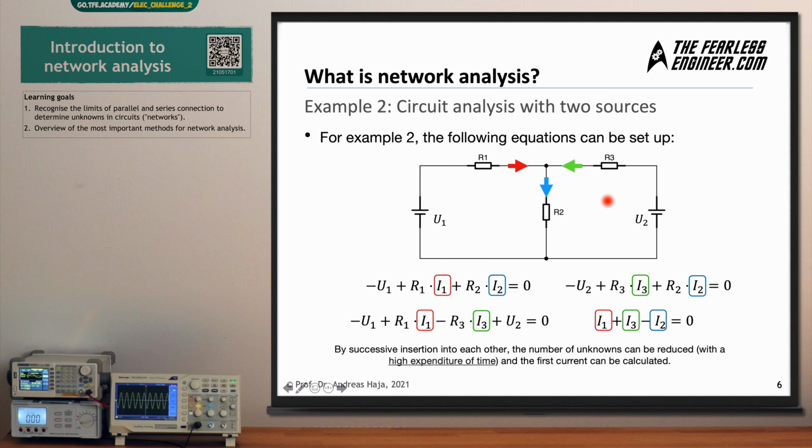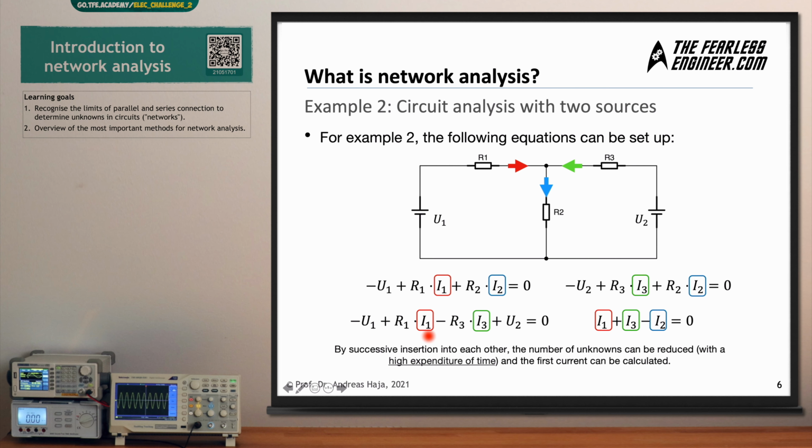We can also do this for the right loop, starting in counterclockwise direction, in the direction of the green current here. So minus U2 plus R3 times I3, the voltage drop across R3, plus R2 times I2 equals 0. So we already have two equations. We have three unknowns, so we will need three equations here.